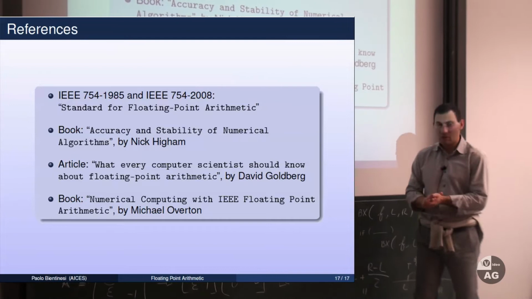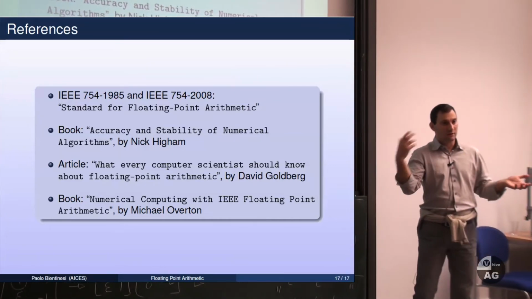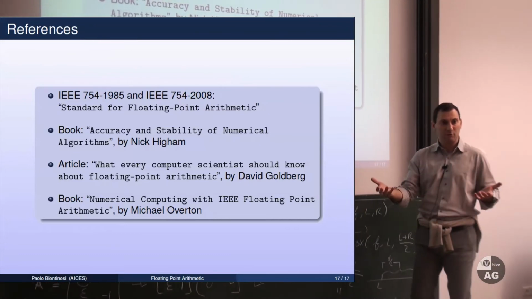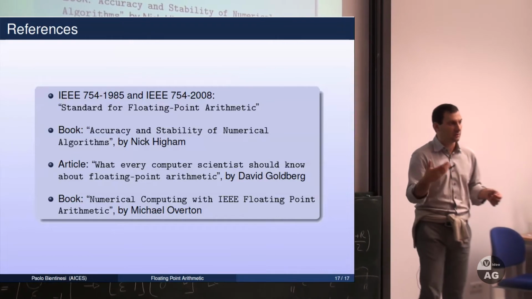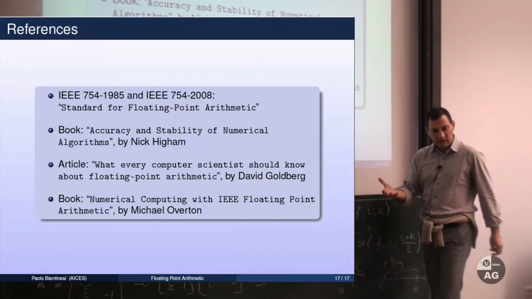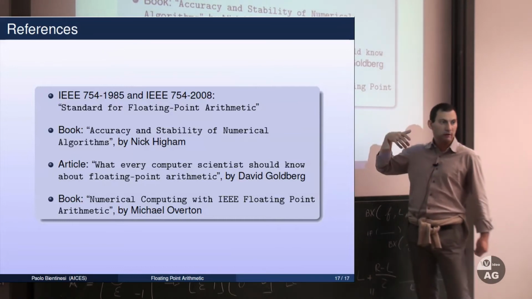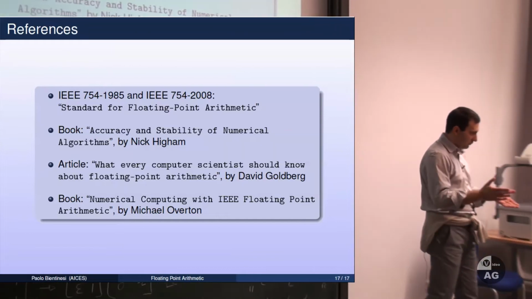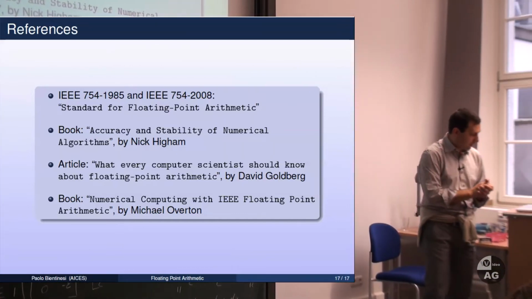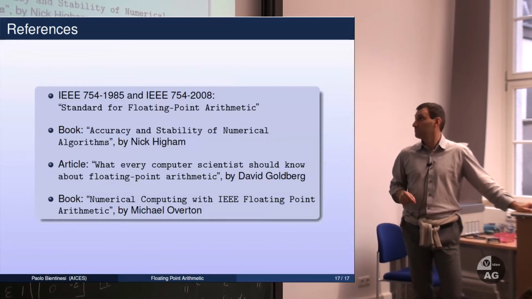If you know what, okay, everybody knows what a Nobel Prize is. The Turing Award is the equivalent of a Nobel Prize for computer scientists. There is no Nobel Prize in computer science. So this guy, Kahan, won the Turing Award for his work on floating point arithmetic. So if you want to know more, probably that's the guy to talk to.